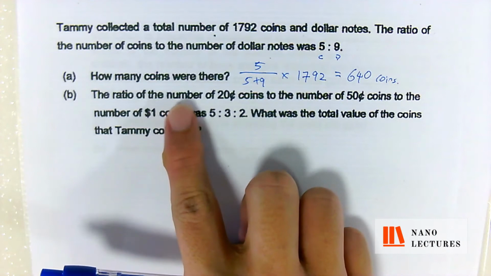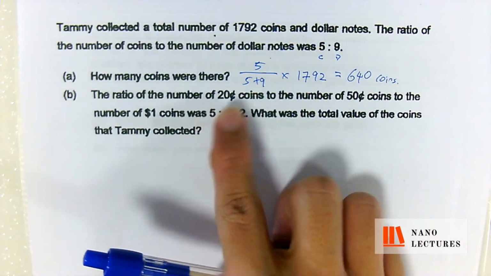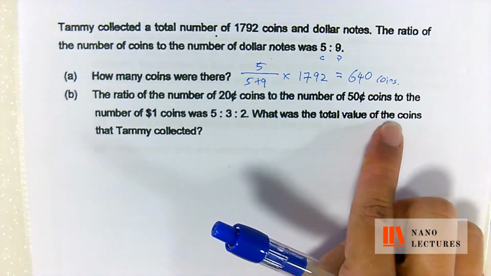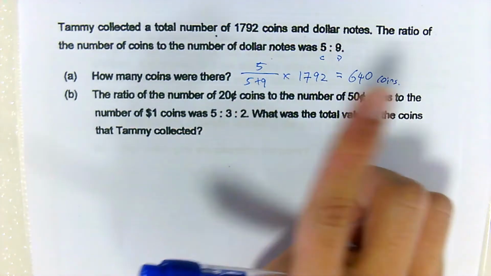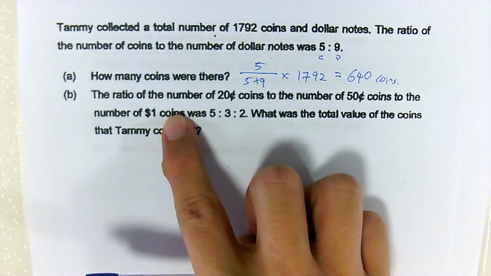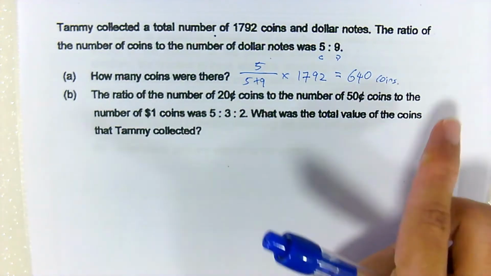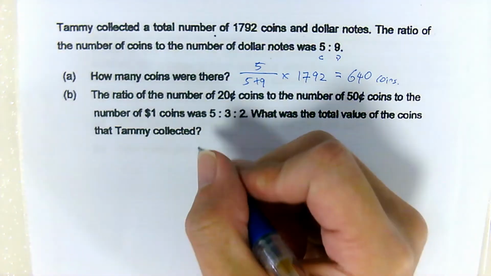Now they're talking about the 640 coins, where the ratio of the 20-cent coin to the 50-cent coin to the $1 coin was 5:3:2, and then they ask you what's the total value. So you need to find out the total number of 20-cent coins, 50-cent coins, and $1 coins, and then find out the value of all the 20-cent coins, all the 50-cent coins, and all the $1 coins, and then add them up together.